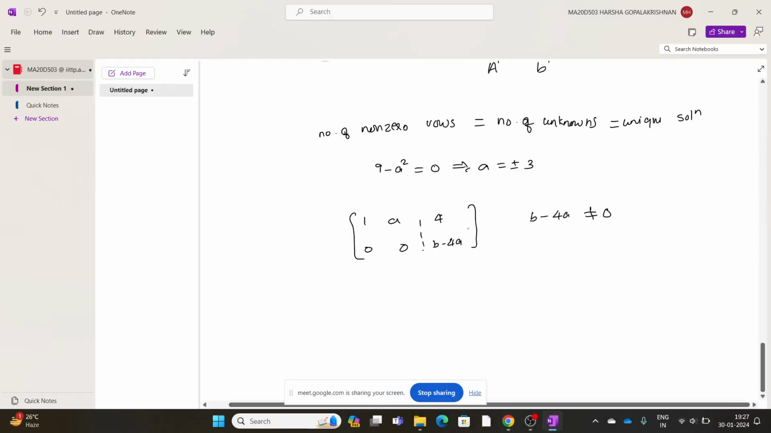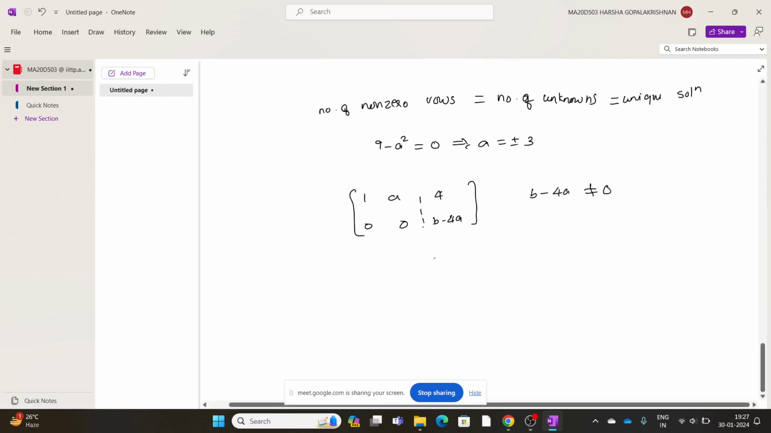See, the entire row will become 0. So see the second row. The second row is coming as 0x1 plus 0x2 equal to b minus 4a. And we know b minus 4a is not equal to 0. But this is equal to 0. This actually leads to some contradiction, right?